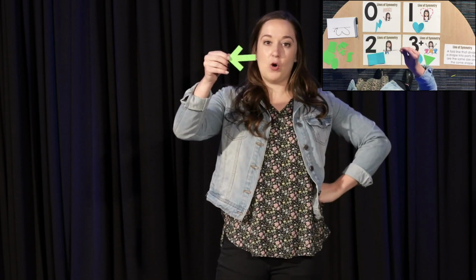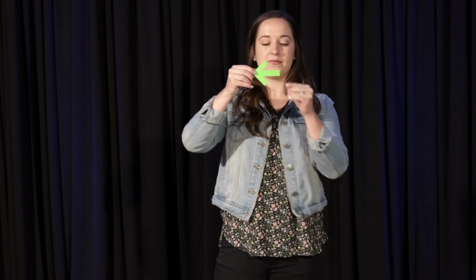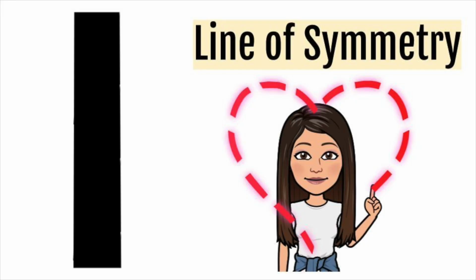This specific arrow only has 1 line of symmetry. You can go ahead and fold it horizontally, but you would not be able to fold it vertically because then you would not have matching shapes. So this goes in 1 line of symmetry.